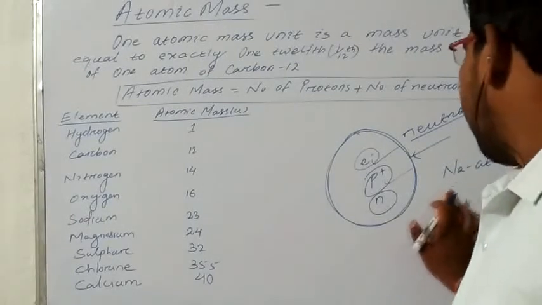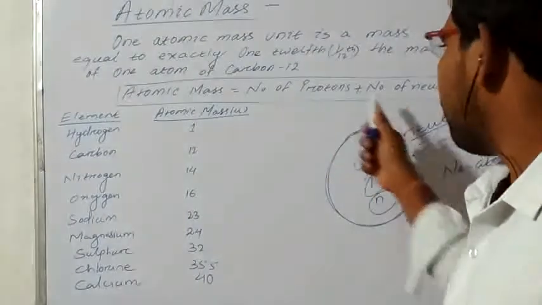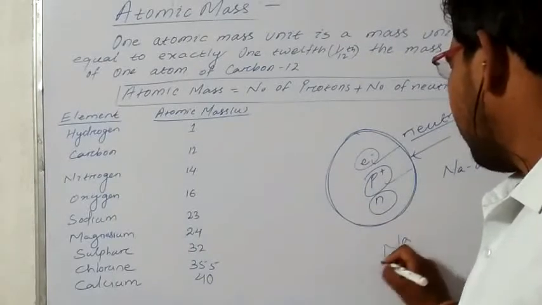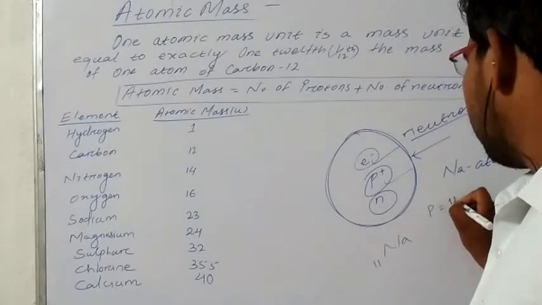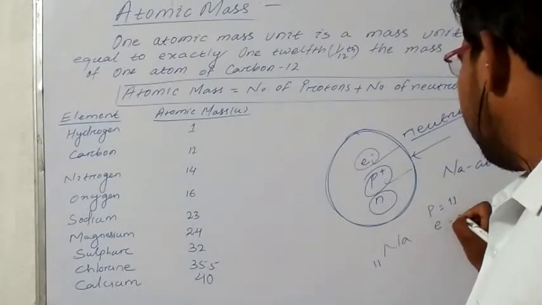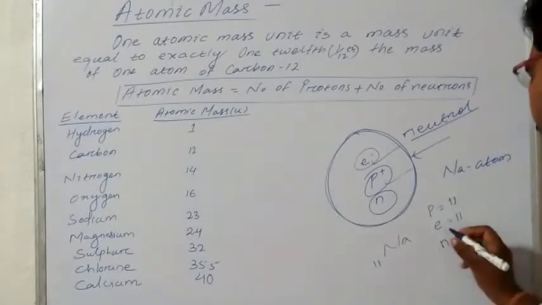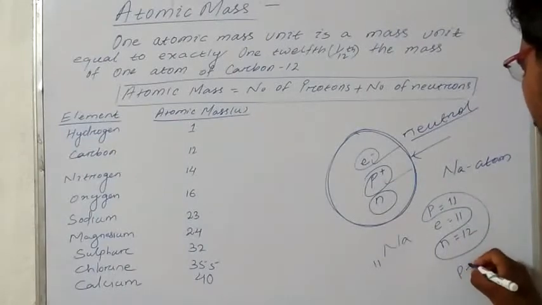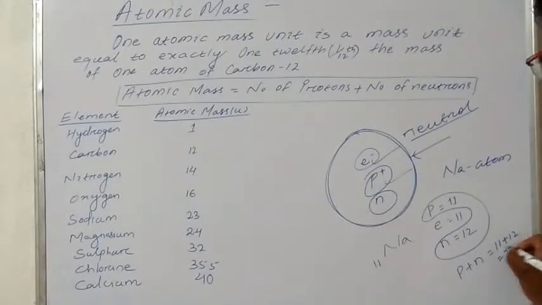That's why all atoms have fixed mass numbers. The mass number is equal to the number of protons plus the number of neutrons. In sodium, the atomic number is 11. That's why it contains 11 protons, 11 electrons and 12 neutrons. So mass number is equal to protons plus neutrons, P plus N is equal to 11 plus 12 is equal to 23. So the mass of a sodium atom is 23.